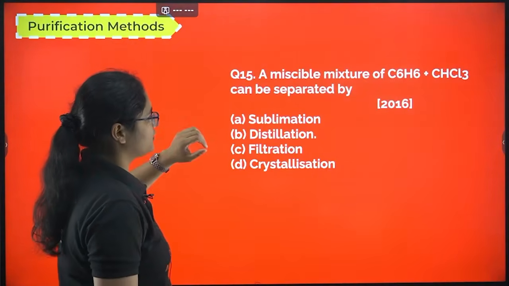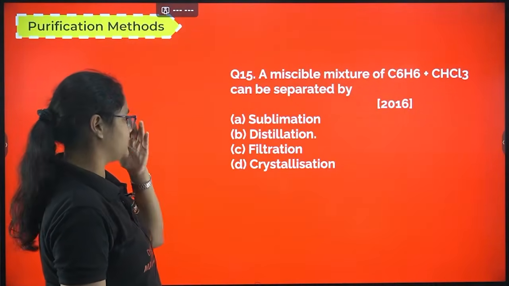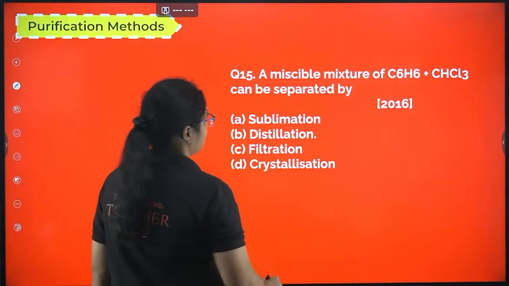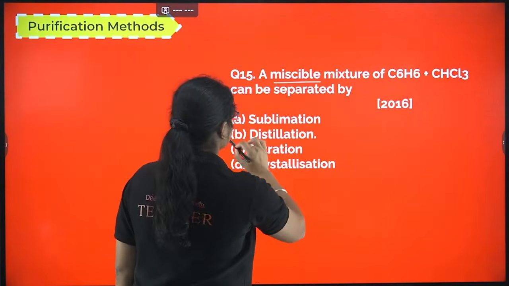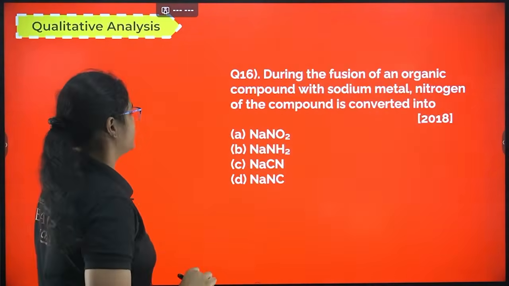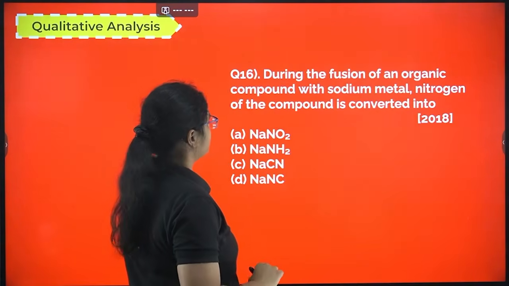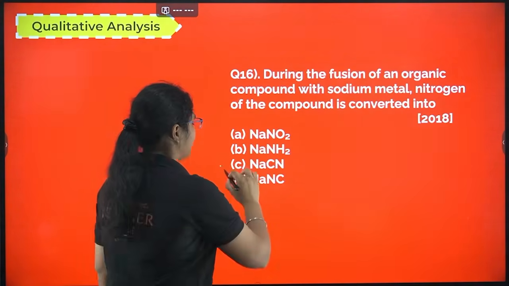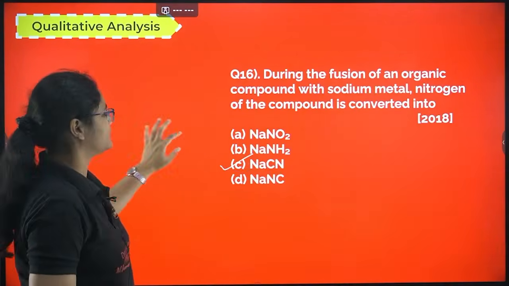A miscible mixture of C6H6 and CHCl3 can be separated by? So what is the method that is used when you have a miscible mixture? You can use distillation, okay. Next, during the fusion of an organic compound with sodium metal, nitrogen of the compound is converted to NaCN, okay. This is during the Lassaigne test.